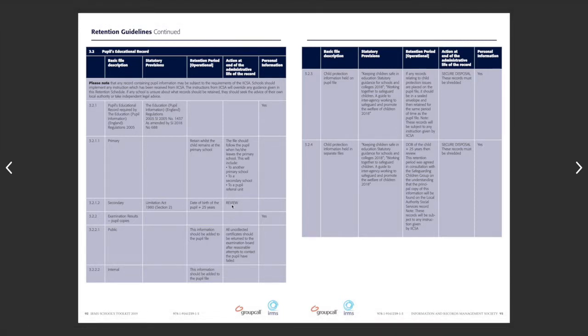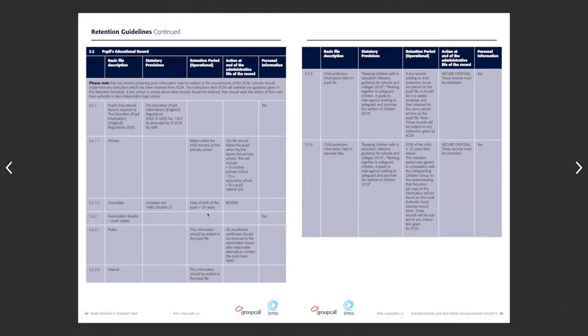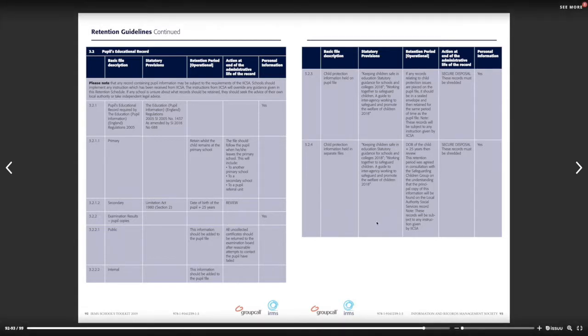And I'll talk about that in a little moment. And again, we also have child protection information over here as well. Now, you might be thinking why that only says 25 years. That's because it's talking about their normal pupil file. In other words, all those other bits of information about them, like their addresses and their parents' national insurance number, or their free school meal status and things like that. It's those things it's talking about.